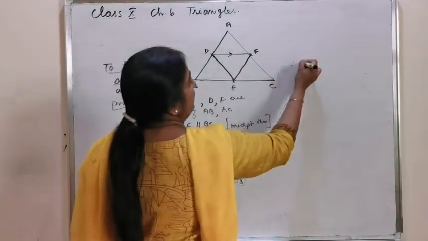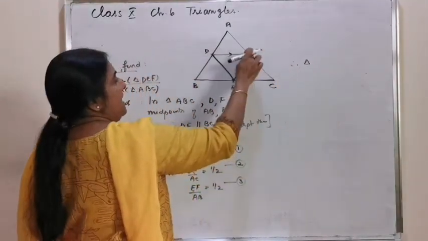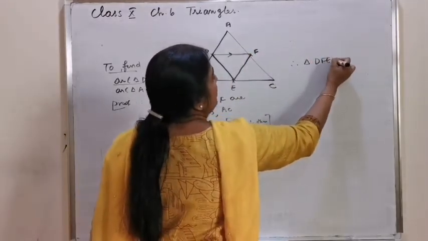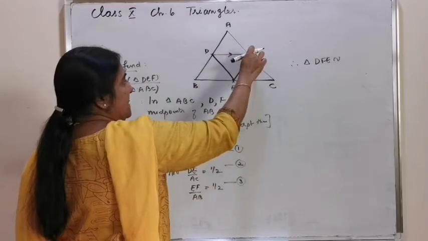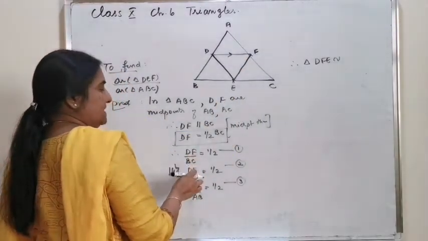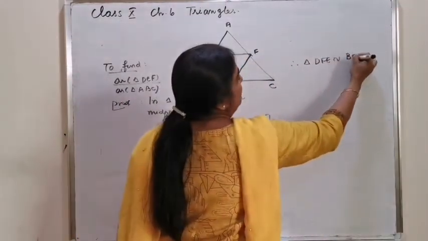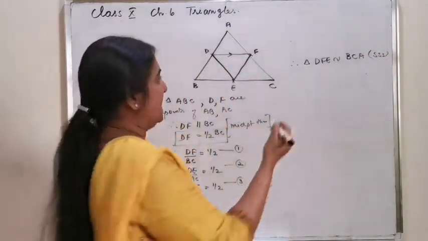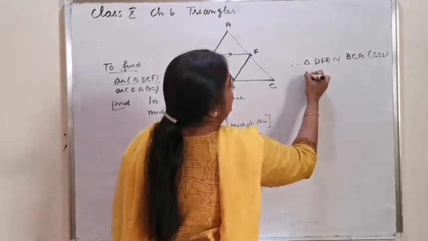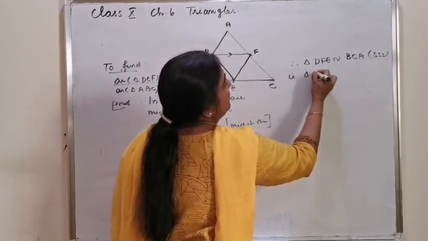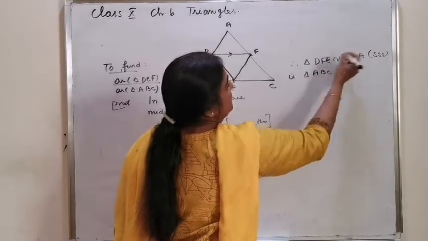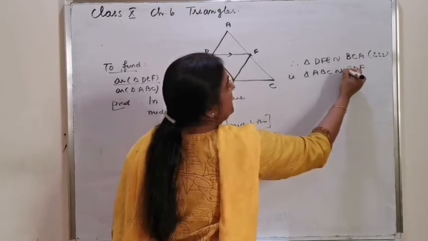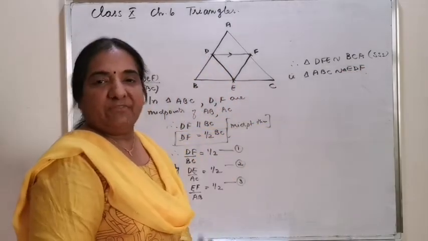Therefore, triangle DFE is similar to, when you are writing DF, it should be BCA. Similar to BCA by SSS similarity. If you are writing ABC, that is triangle ABC, A corresponds with E, B corresponds with D, it should be EDF. Any one way we can write.